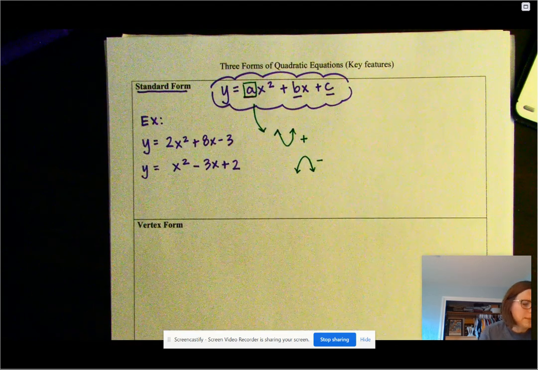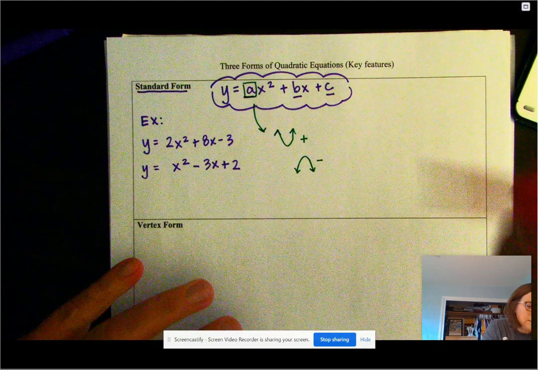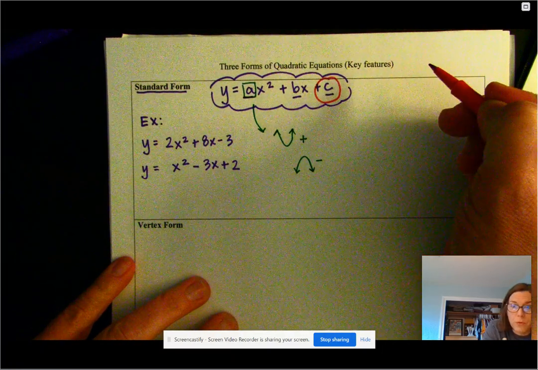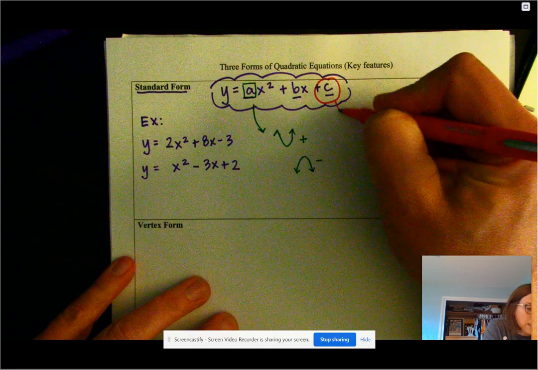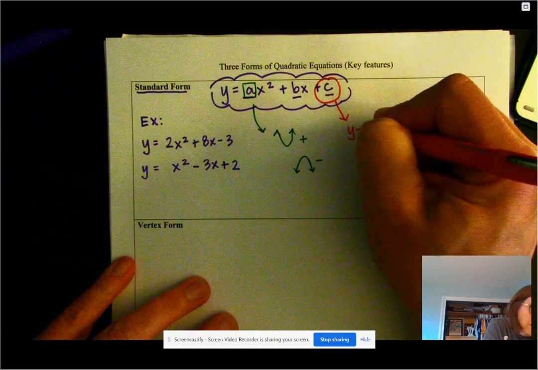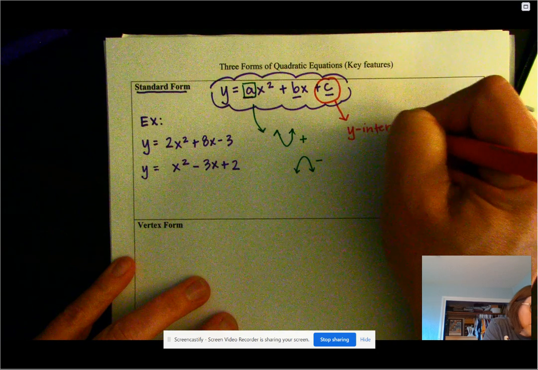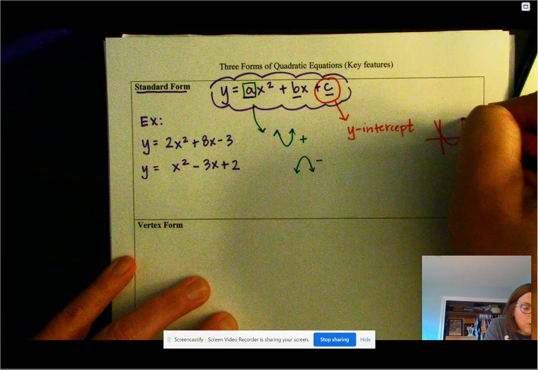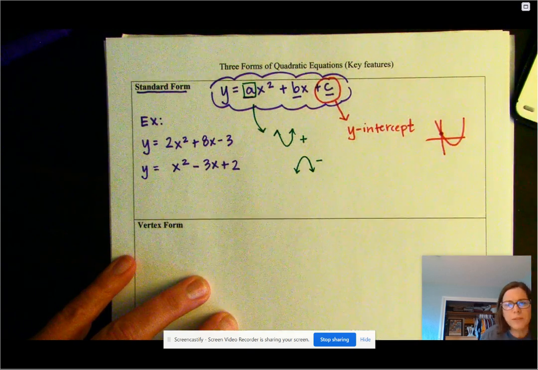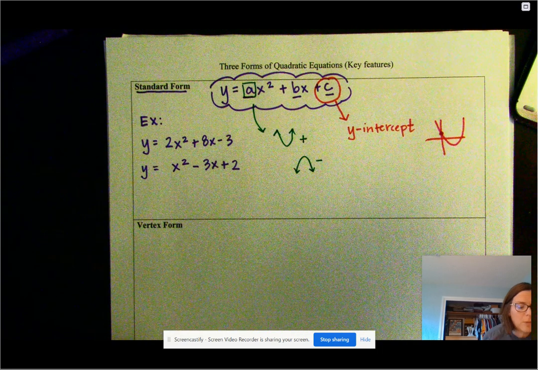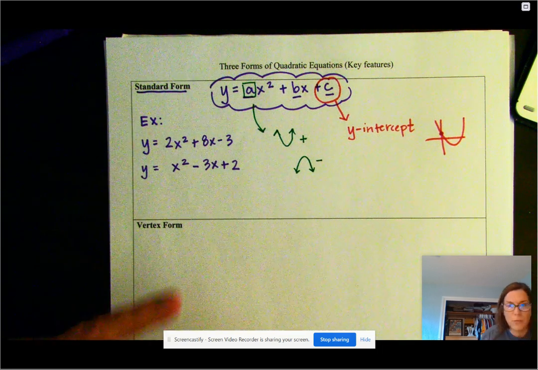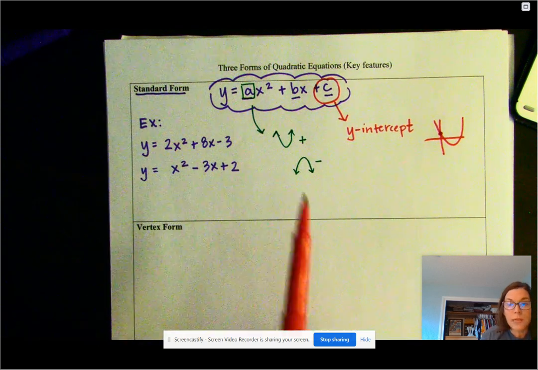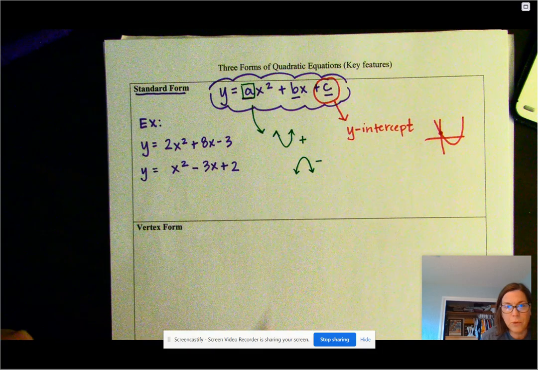Another nice thing you can see in standard form is this last number right here. Just like in slope-intercept form of linear equations, this is the y-intercept. So it's like a single point. It's where that U-shaped graph will cross the y-axis. But because parabolas aren't symmetrical about it, it's really not super helpful for graphing, but it is a point you definitely know just by looking here. So those at a quick glance are what you can see in standard form.